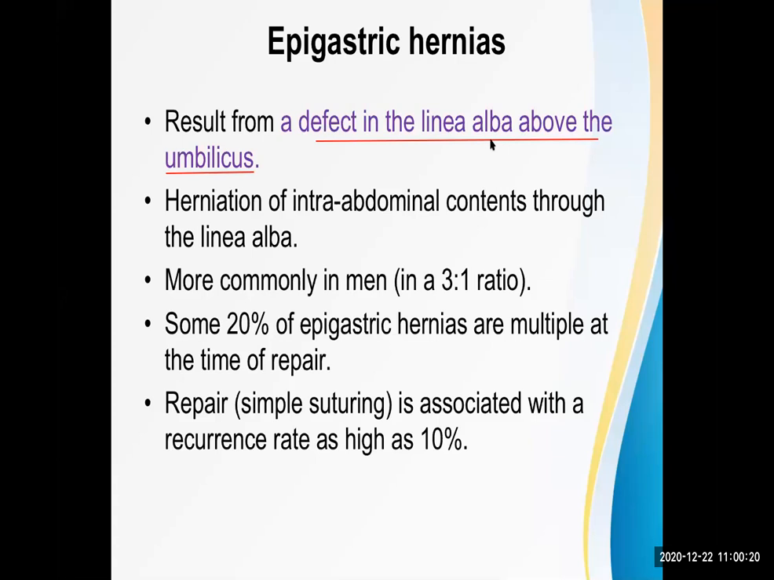Now, let's come to the point. Through that linea alba, some herniation may occur in the epigastric region, and that is labeled as epigastric hernia. Herniation of intra-abdominal contents occurs in this situation. It is more common in males, in a 3:1 ratio, and some 20% of the epigastric hernias are multiple at the time of repair. Means multiple areas, because linea alba is a long line-like structure, so it may be multiple sometimes. And repair, that is simple suturing, is associated with a recurrence rate as high as 10%. It may recur. It is not a very serious type of herniation though. It can be handled quite well.